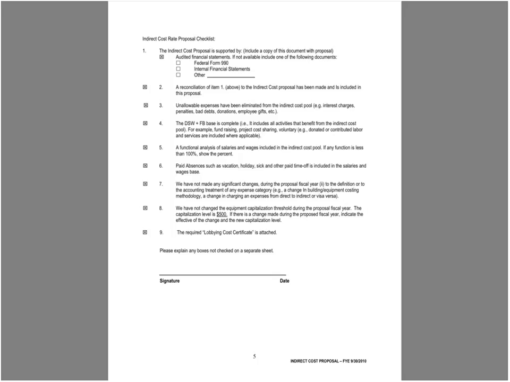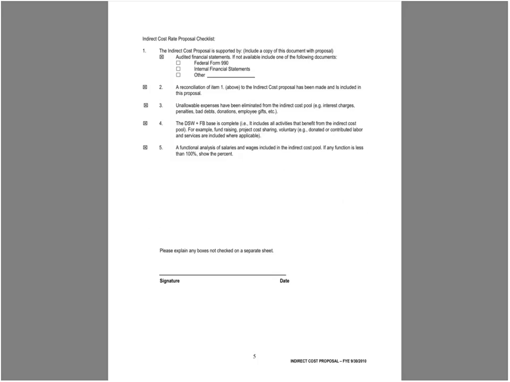Another thing they're going to ask you is, did you change your equipment capitalization? And they want to know what your current equipment capitalization is. This organization is very low at 500. The max is 5,000 per the government. And then do you have the attached lobbying certification, which basically says you're not using any direct or any indirect costs for the purposes of lobbying, which of course is unallowable.